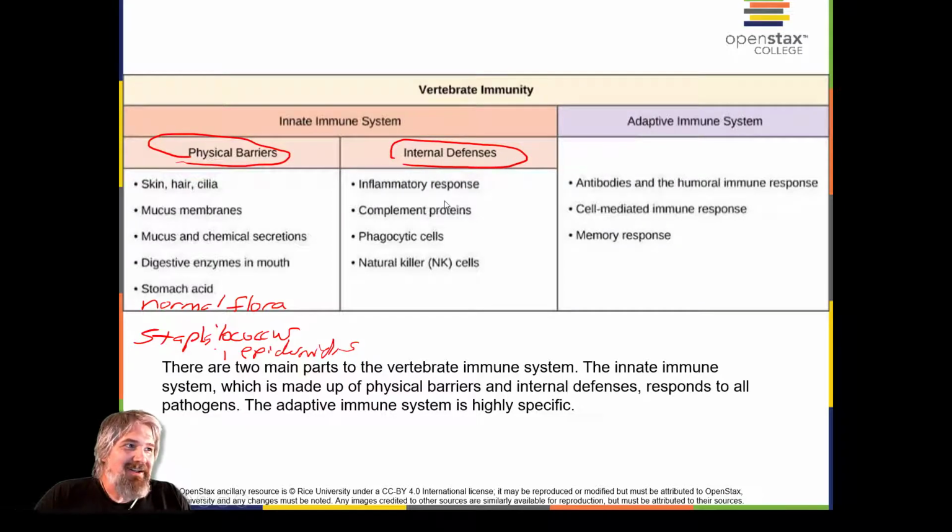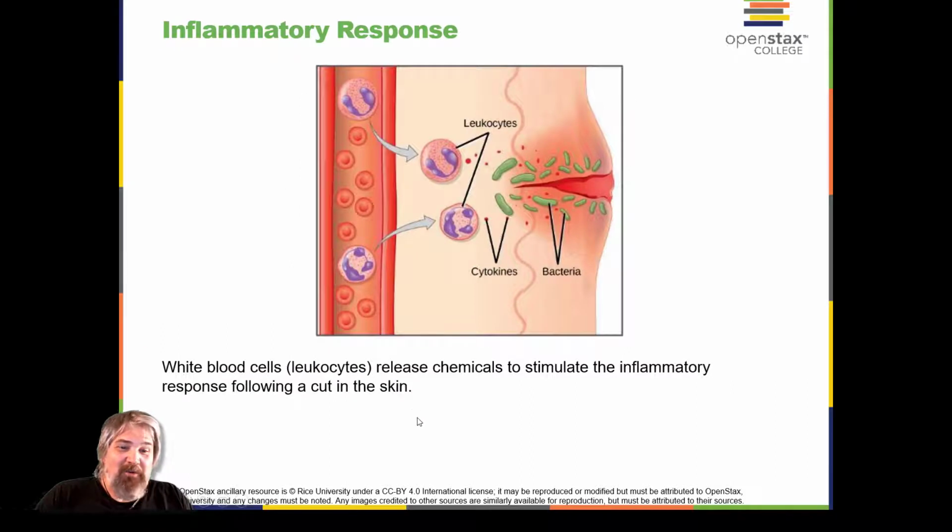That's the takeaway here. The internal defenses include phagocytic cells, so those are eaters of foreign cells. There are complement proteins, and we have the inflammatory response that kicks a bunch of this off, and we have natural killer cells there.